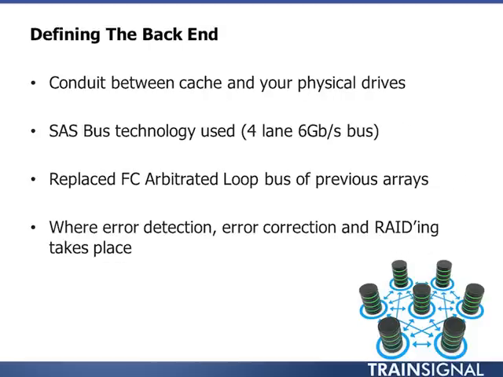The back end is the conduit between cache and your physical drives. This is the SAS bus transport that's between your SPs and the DAEs themselves, or your disks themselves. This replaced the fiber channel arbitrated loop of previous arrays on the CX line. It really is ridiculous how fast it is in comparison. Huge improvements from previous generations. Much needed change. Fiber channel arbitrated loop was simply not capable of handling a lot of the new disk technologies coming in. So the SAS back-end bus is certainly capable of that.